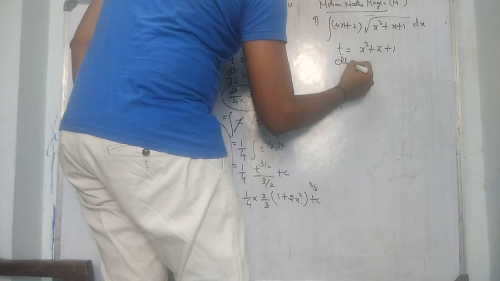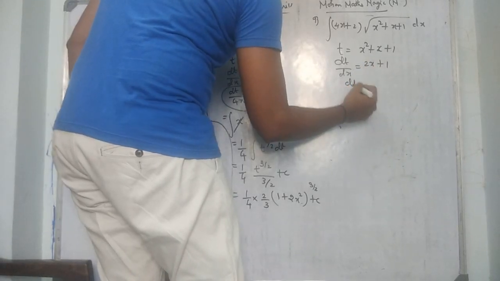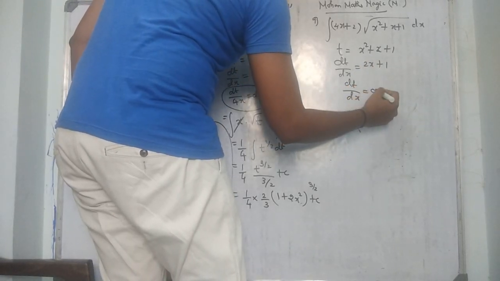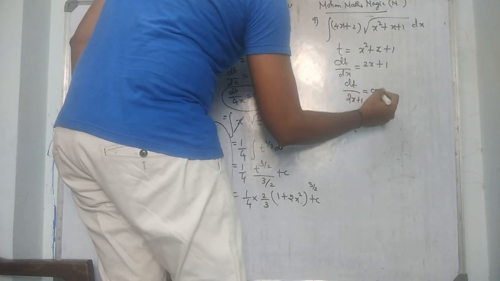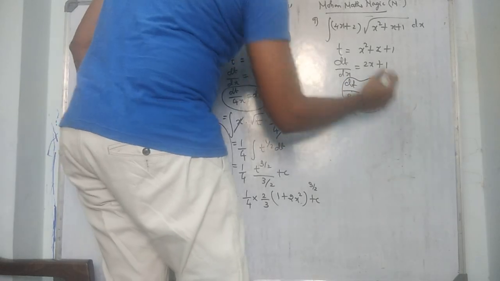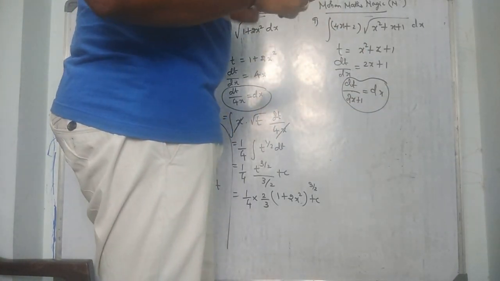Then I differentiate both sides: dt upon dx equal to 2x plus 1. I need only dx. So dt upon dx equal to 2x plus 1, therefore dt upon 2x plus 1 equal to dx. Substitute in the question.